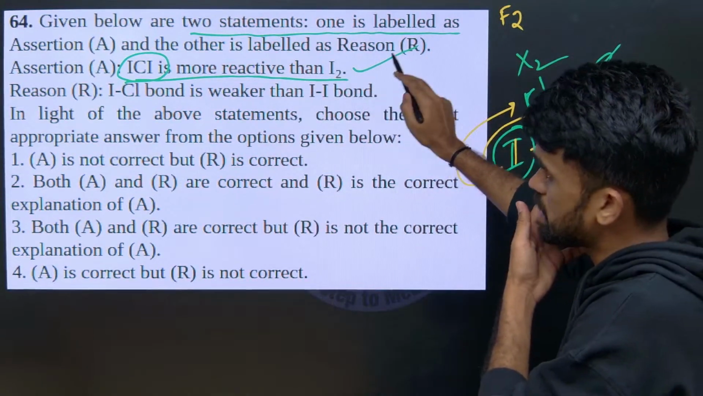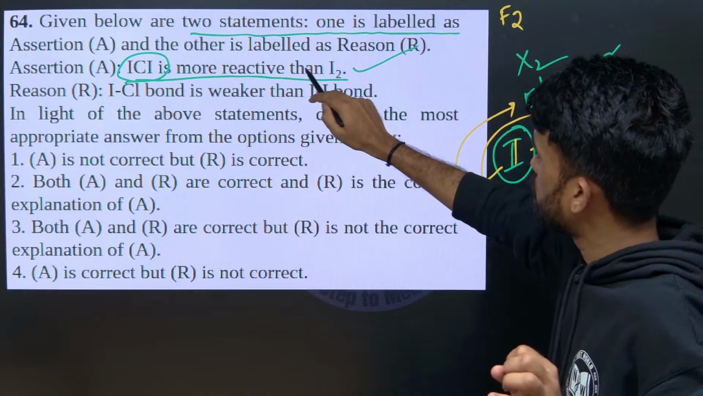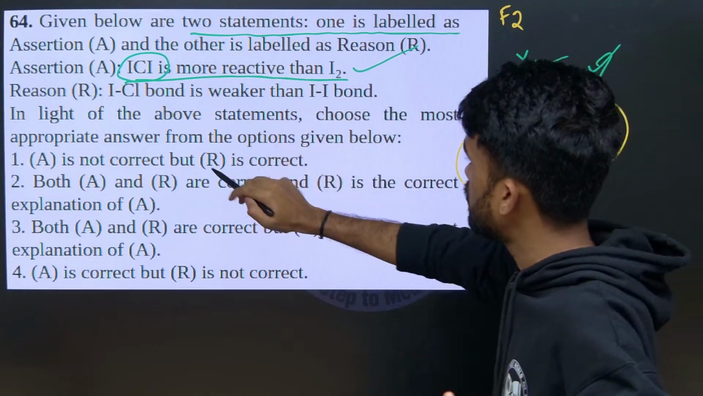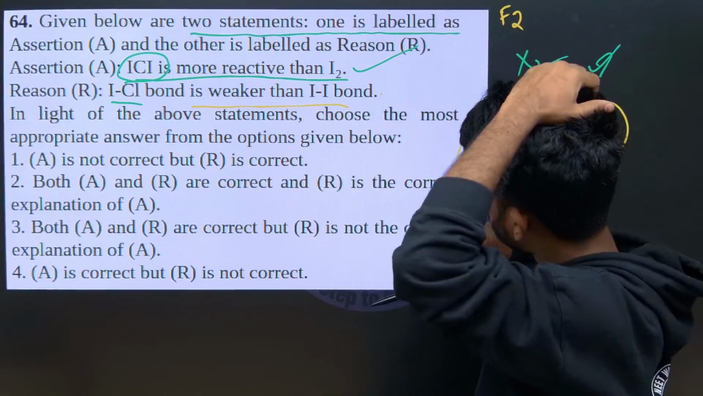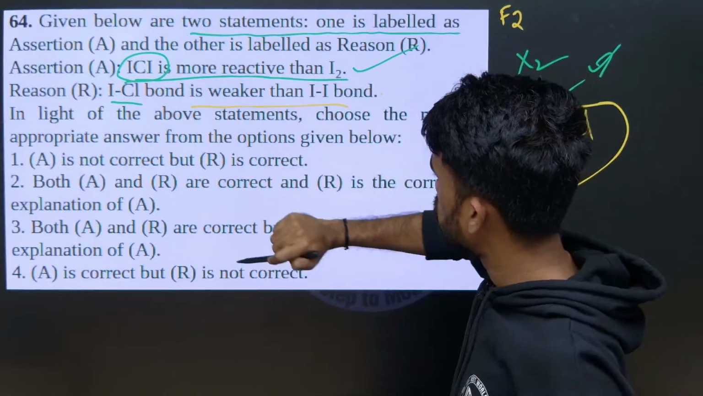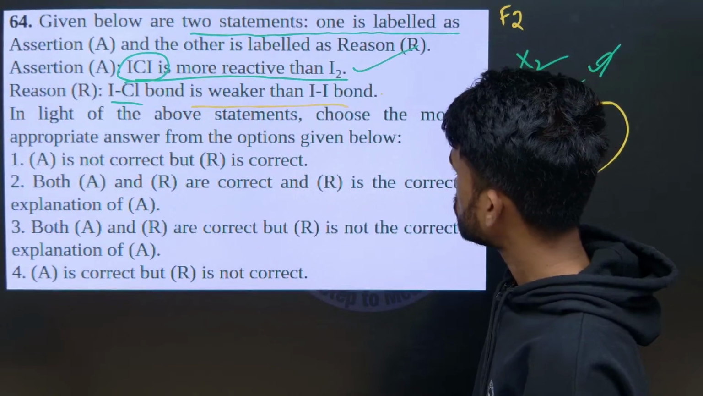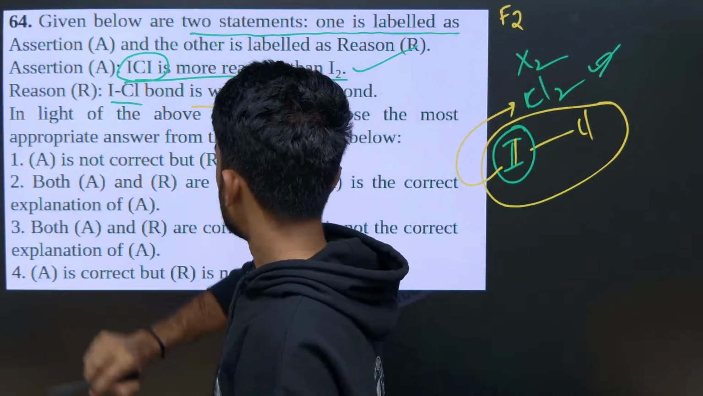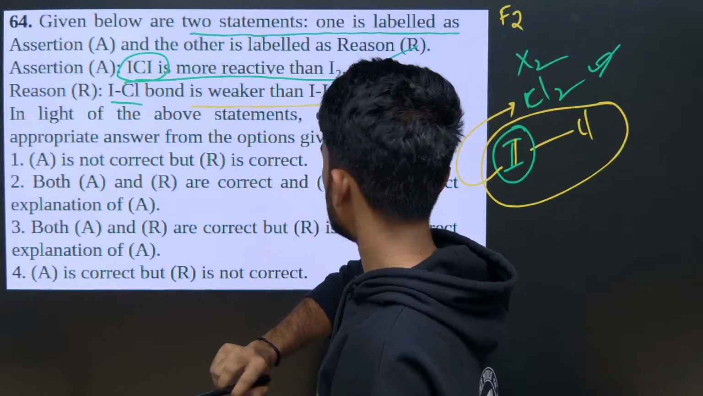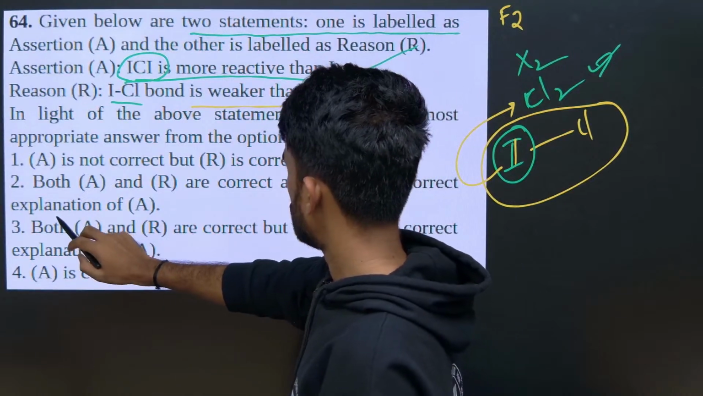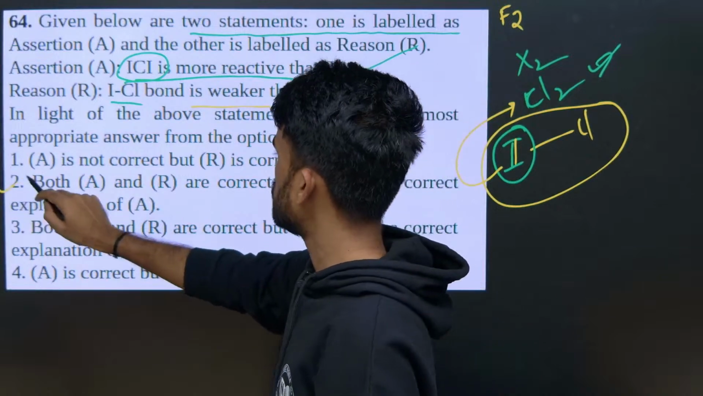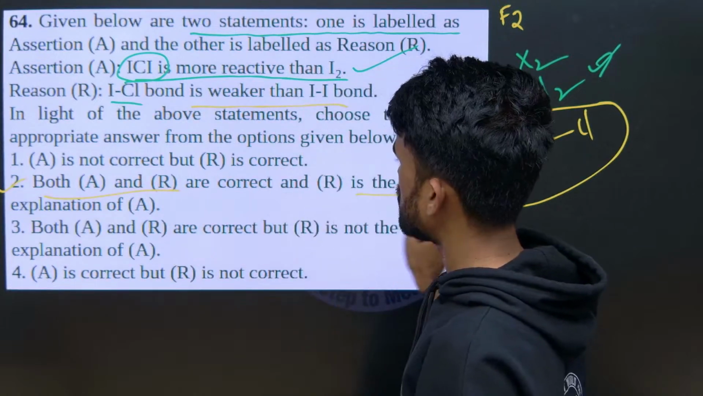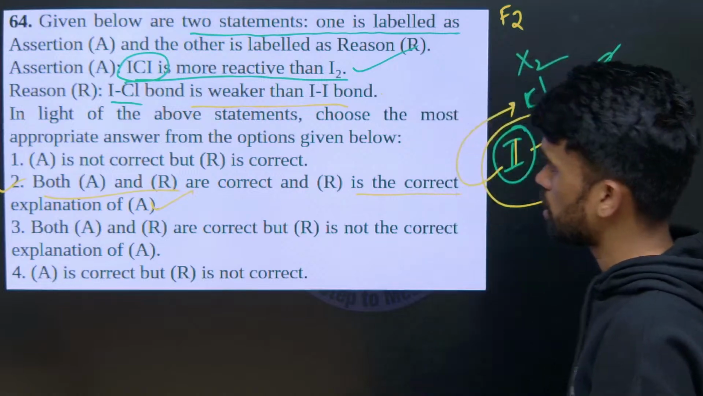So first statement is correct, ICl is more reactive than I2, yes, this is correct only. ICl bond is weaker than II bond. Yes, that is also correct. So both A and R are correct and R is the correct explanation of A, so you can go with that option.